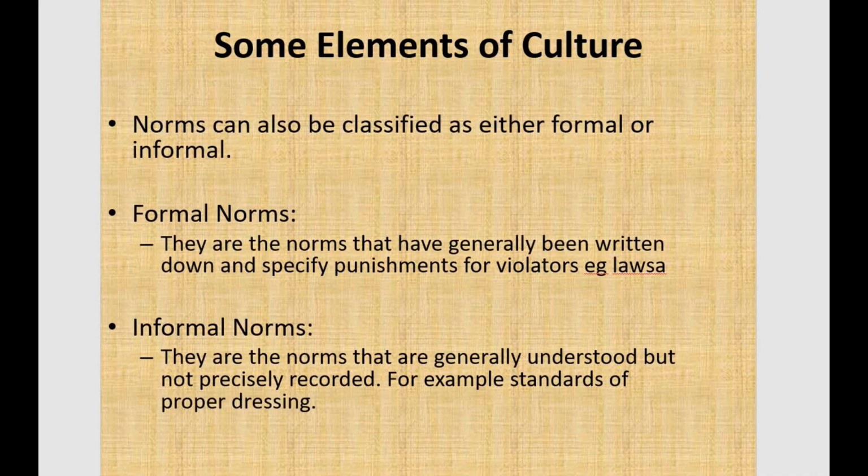Norms can also be classified as either formal or informal. Formal norms are the norms that are written down, and their rules are stipulated so that if anyone goes against them, that is how they are going to be punished. The informal ones are the ones that we naturally follow, even though they are not stipulated or written down.